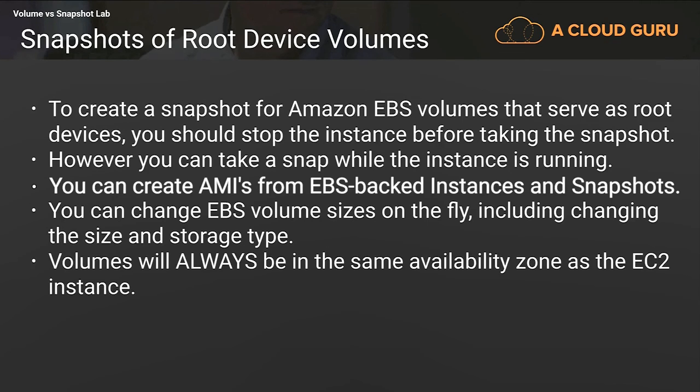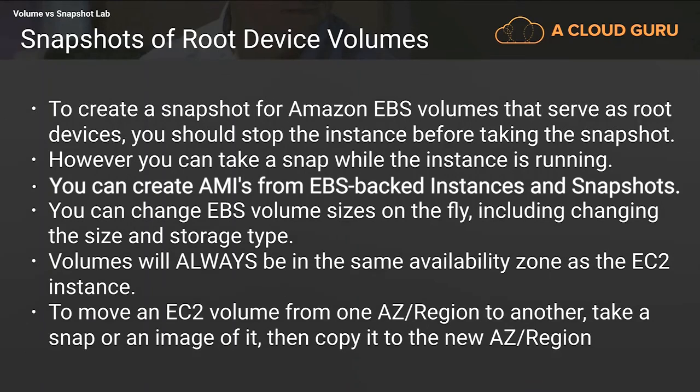Volumes will also be in the same availability zone as the EC2 instance. So really seriously remember that, because this is a very, very popular exam topic right now. So your EBS volumes will always be in the same availability zone as your EC2 instance. You cannot have an EC2 instance in one availability zone and then have the EBS volume in another availability zone. The latency just doesn't work.